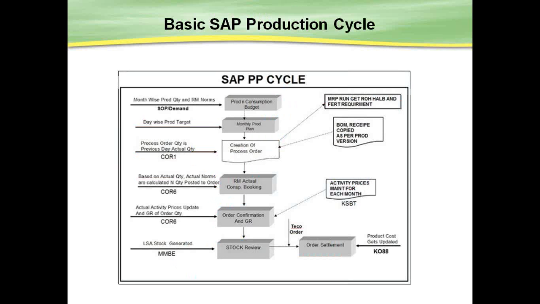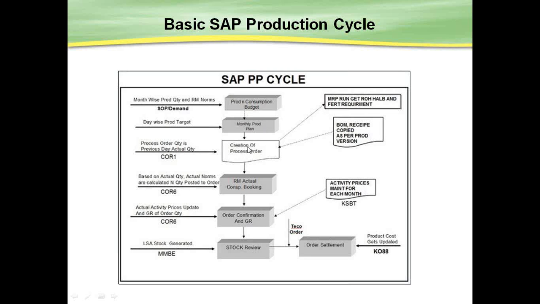This is one basic production cycle. It is a cycle of production planning. Here the month-wise production quantity and raw material norms, SOP, and sales demand. It means that we have defined some kind of production target. This we call budget. On the basis of that, a monthly production plan or daily production plan is created.